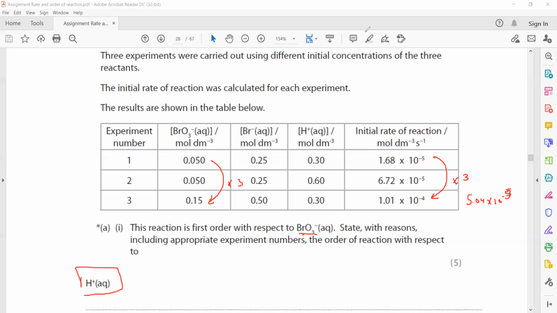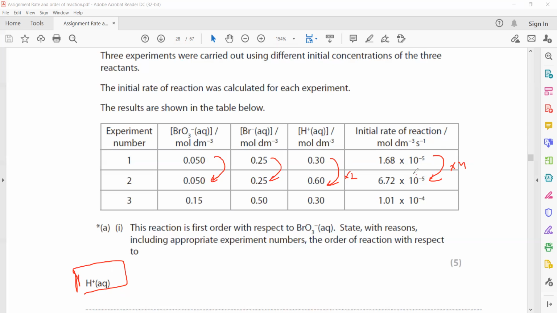Then what happened if we want to check even for hydrogen ion, we can check it directly. How can we check directly? Because the first question I was solving was actually for the second one, bromide ion, but in the first part they're asking for hydrogen. So here the concentration does not change, and here the concentration is double. If concentration is double, what happened to the rate? If you work out 6.72 divided by 1.68, you can identify that it becomes 4 times. So it is second order with respect to hydrogen ion.